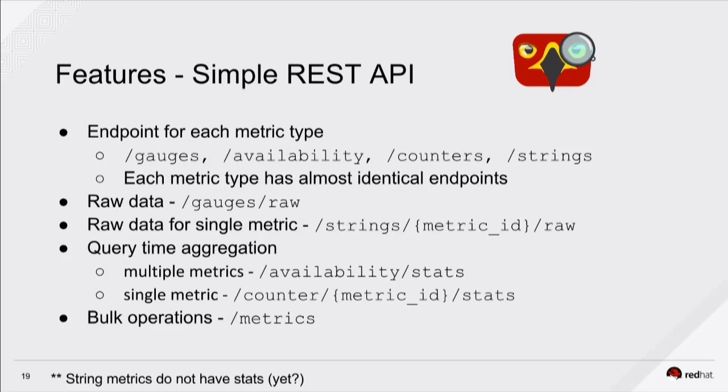This is the REST API. There's an endpoint for each metric type, so you can just go send them all in. You can access the raw data, so you send raw data and you can access that, but we also do query time aggregation. And I'll go in a second on what the query time aggregation is. So if you want statistics, we also have an endpoint for that. And then, of course, there are the bulk operations. You want to send 3 gauges and 5 availabilities and 3 counters. We support that. Everything is structured, clear. There are no surprises, we hope.